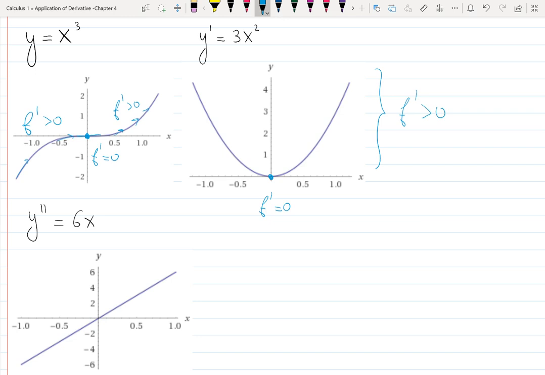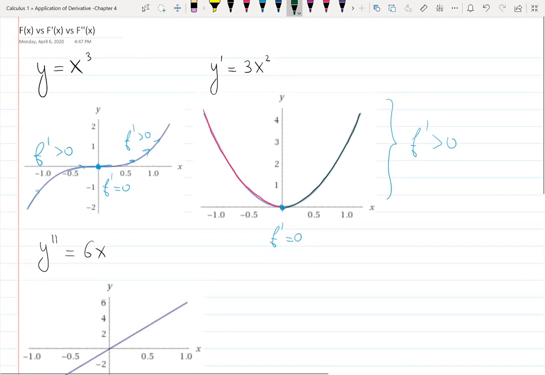Now, what can we tell about the parabola? The parabola is decreasing before 0 and then increasing after that. That means the derivative of this function, which is the second derivative of the original function, will be negative first, because this function is decreasing, and then positive because now it's increasing, and at 0 the second derivative is 0.